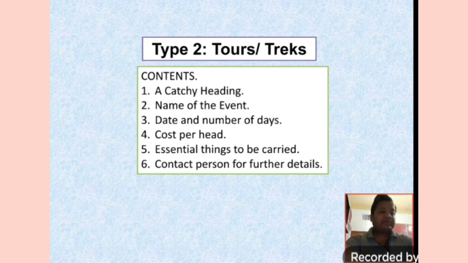And then that notice should also include what are the essential things that students need to carry with them for that tour. Whether they need to carry their beddings with them, whether they need to carry their own plates, water bottles with them, or these things would be provided by the organizers. So that should be clearly mentioned. And again, towards the end, you must mention who is the person to be contacted for any further queries or details. So this is the second type of notice.